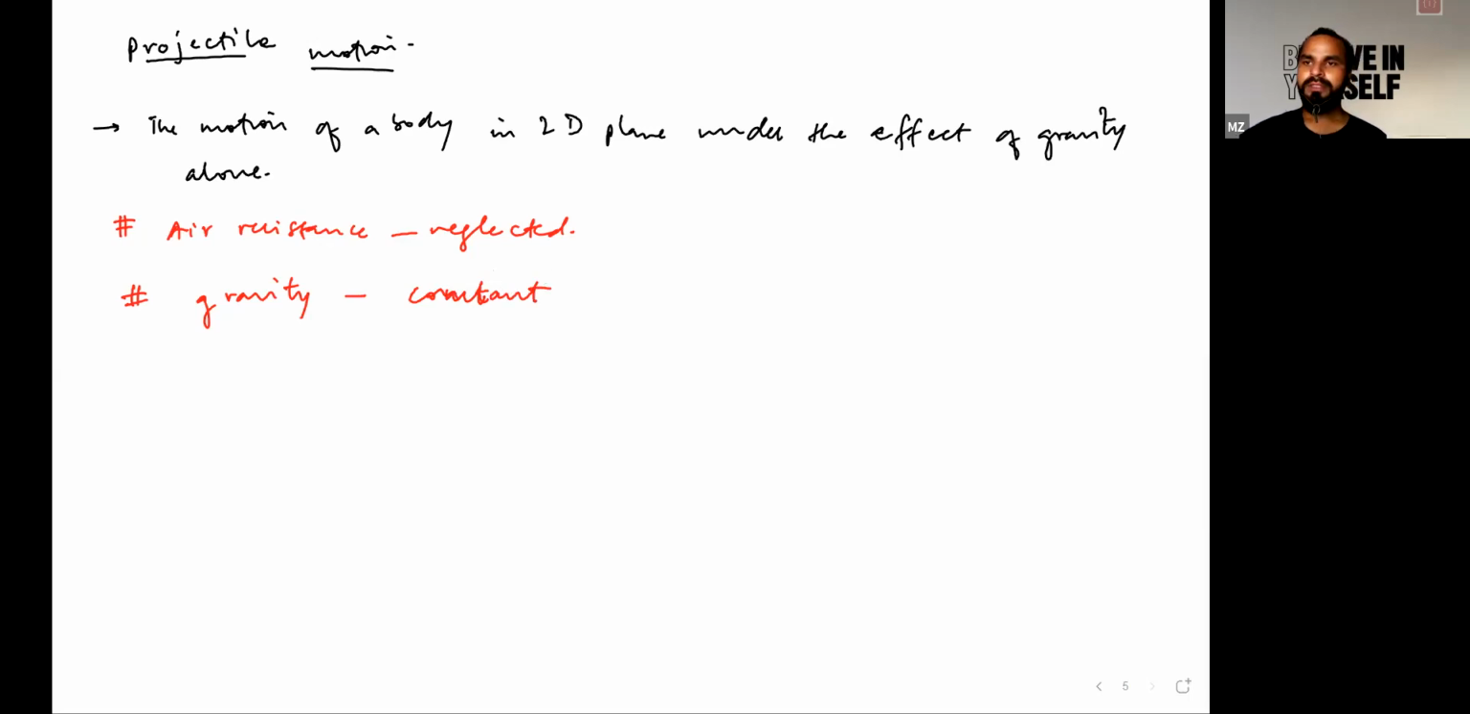Now, on this basis we have mainly two different types of projectile. The first one is horizontal projectile, and the second one is angular or oblique projectile. So what do you mean by horizontal projectile and what do you mean by angular projectile? I'm defining it. First of all, write it down.